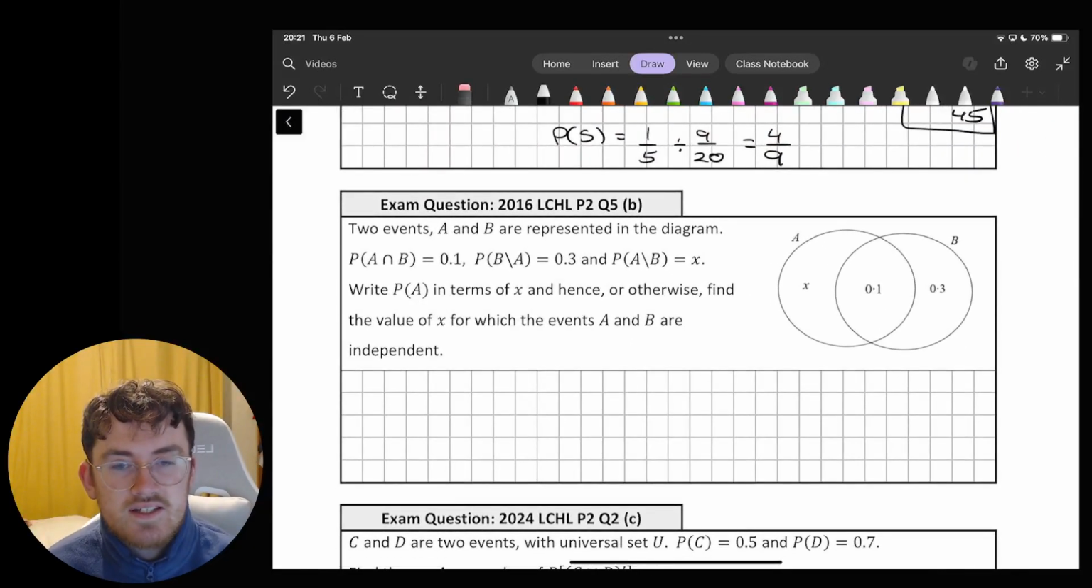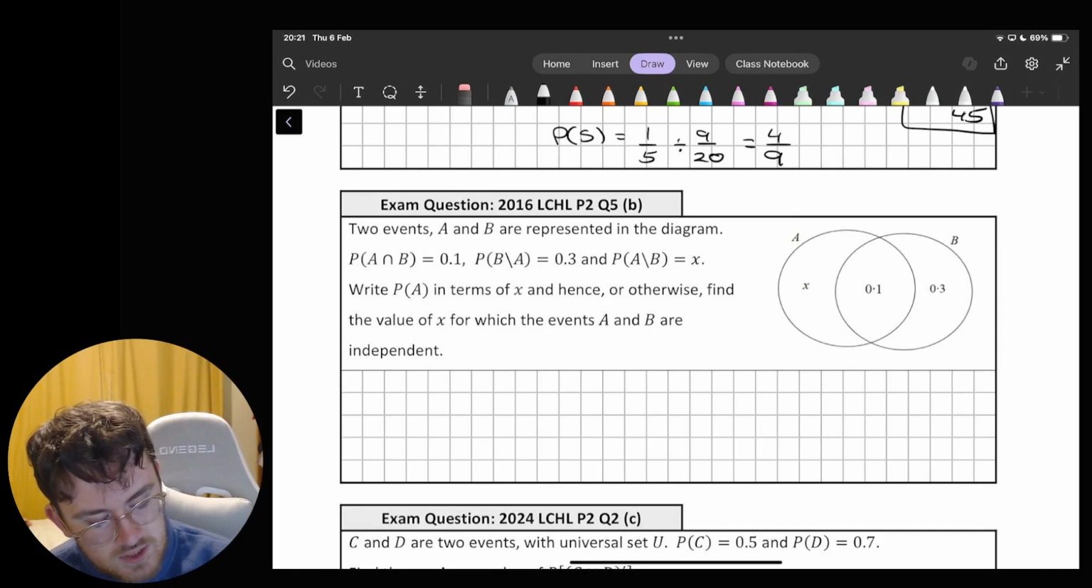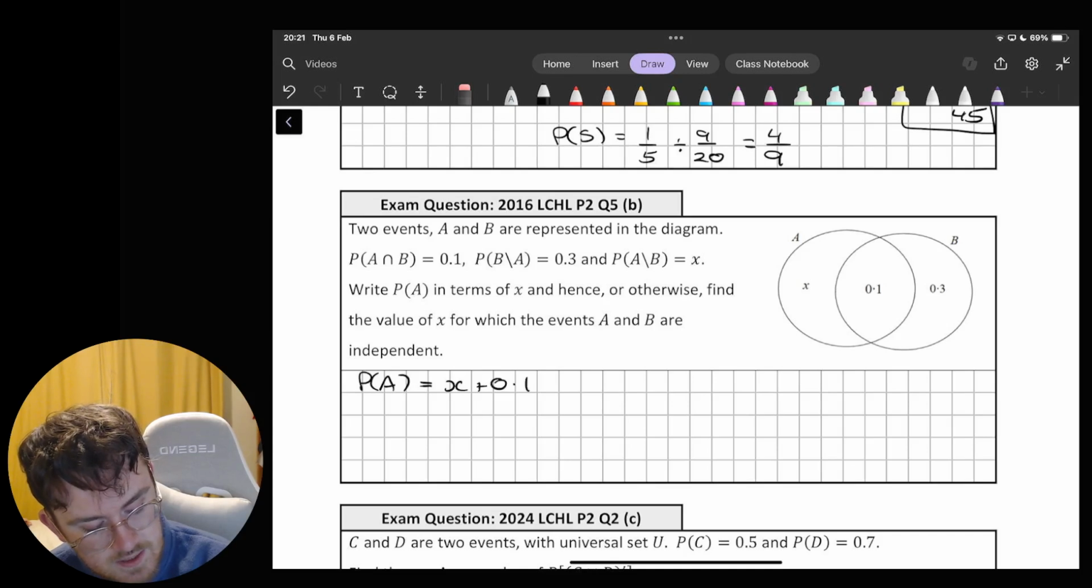Two events are represented in the diagram. We're given some probabilities here. Write the probability of A in terms of x, and hence or otherwise find the value of x for which the events are independent. So the probability of A in terms of x is x plus 0.1. Independent means the probability of both is the probability of A times the probability of B.